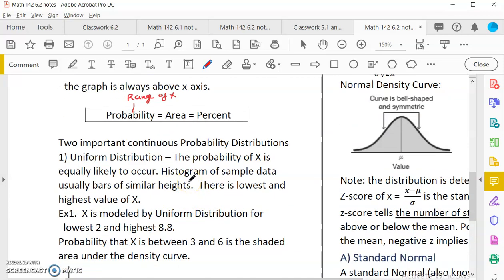One is the uniform distribution. For the uniform distribution, I have graphed it here.